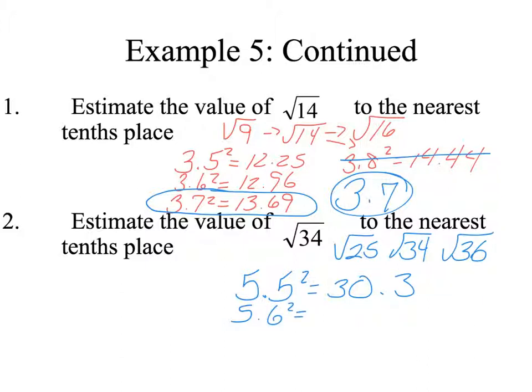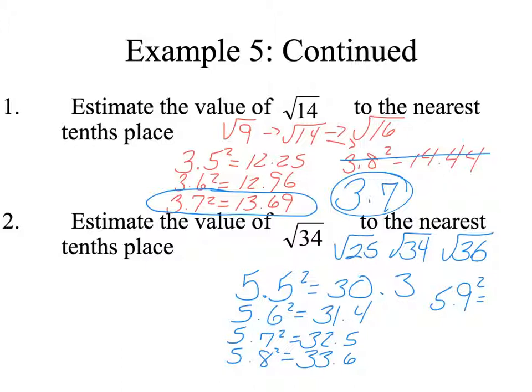5.6 squared is 31.4. 5.7 squared is 32.5. 5.8 squared is 33.6. 5.9 squared is 34.8. If 5.9 doesn't work, the next one is 6, and 6 squared gives me 36.